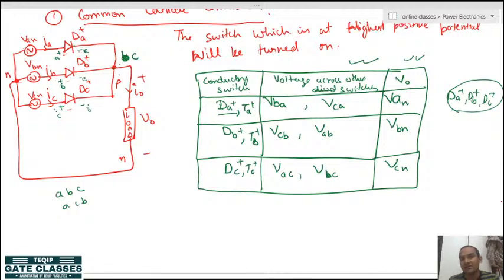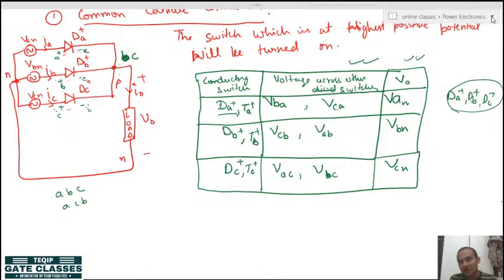As soon as they get forward bias, they will immediately turn on. But with the thyristors, unless you give them the gate pulse, they will become forward biased but will remain in forward blocking mode. They will not conduct. So with the thyristors, the only difference comes with the firing angle. All right, so let's start with its waveform.